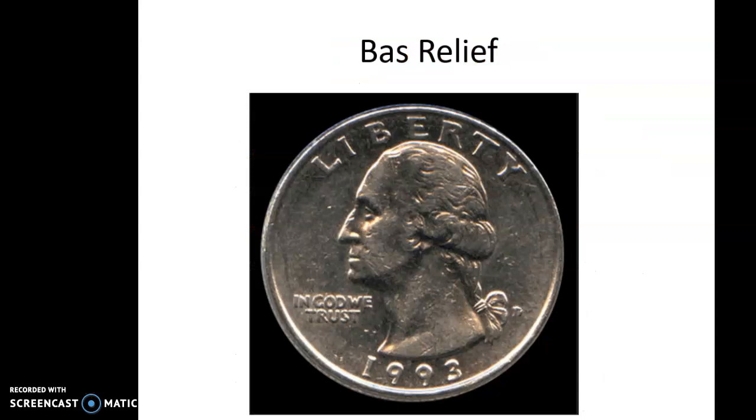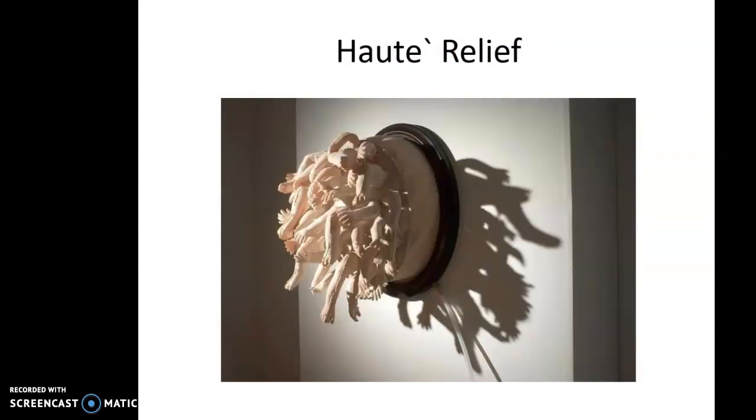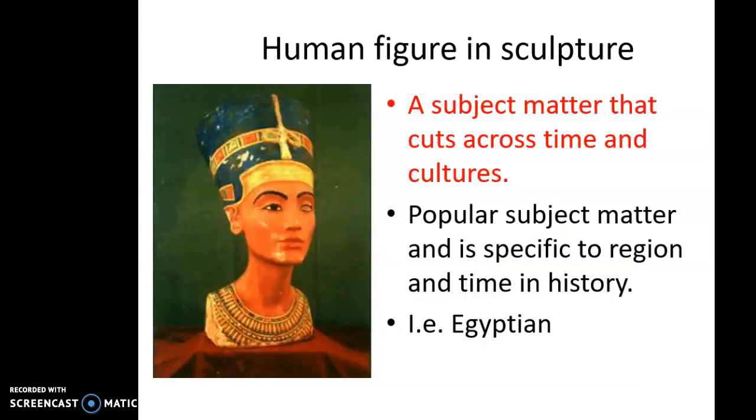Now here, in case you couldn't envision, is that coin, that bas relief, and then here is the example of a haute relief where it's coming out, projecting from that wall, that's still flat on one side.